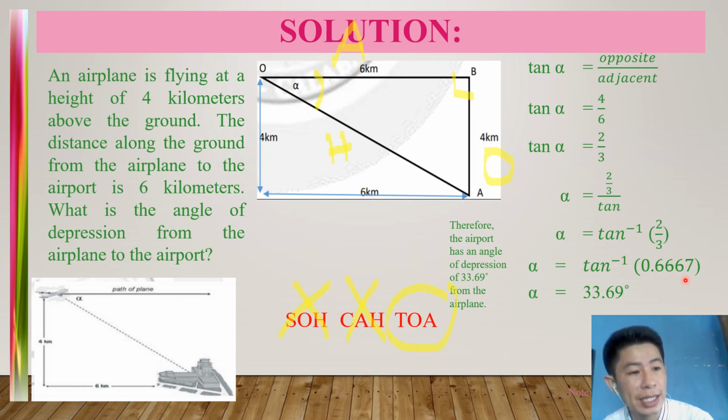And the answer is 33.69. Just round it off to at least two decimal places. Therefore, arctangent 0.6667 is equal to 33.69 degrees. So for the conclusion, the airport has an angle of depression of 33.69 degrees from the airplane. So the value of angle alpha is equal to 33.69 degrees.